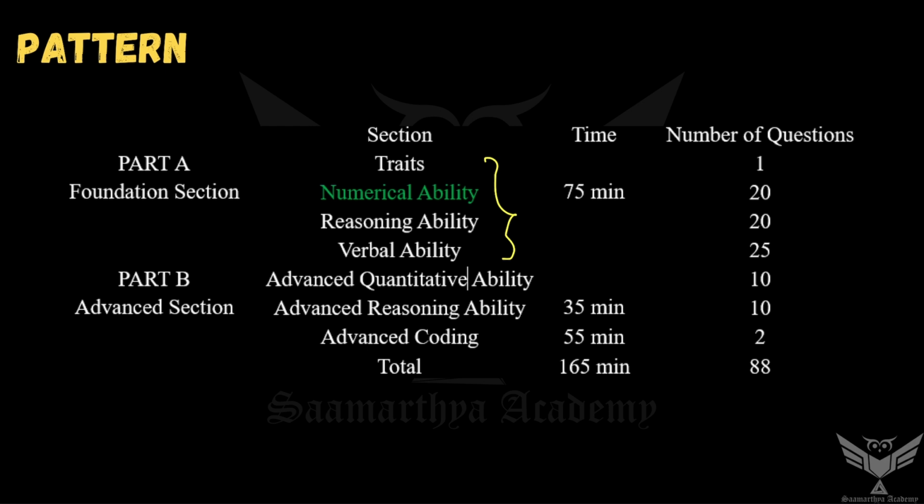So here this 35 minutes is shared for both reasoning and quantitative ability. And today we are going to discuss the numerical ability of the part A section, that is the foundation one. So they'll be asking you 20 questions, and this 75 minutes will be shared among four sections, that is verbal ability, reasoning, numerical and traits. So on an average you'll be getting around 1 minute or 1.5 minutes for each question. So let's get started with the first question.